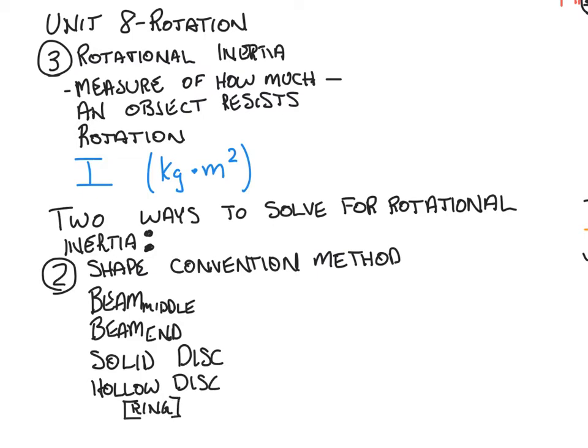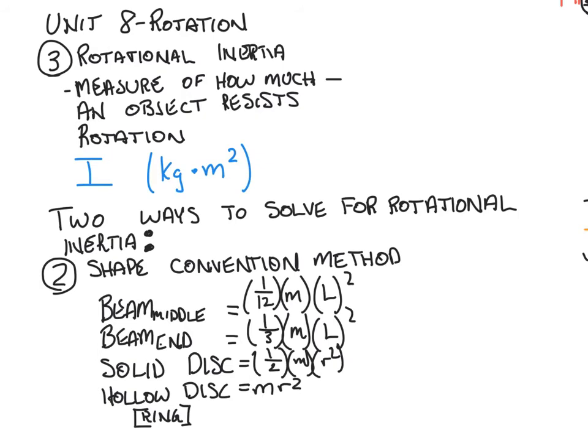And because of the way that the mass is distributed in these objects, their four shapes tend to have pretty consistent rotational inertia values, such to the point that we can come up with four different formulas that are unique to each object. And there they are, four of the more common formulas that allow us to solve for the rotational inertia of an object, measuring the object's mass and the object's length, or perhaps radius.